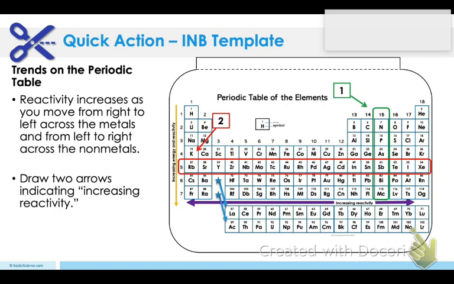Okay, reactivity increases as you move from right to left across the metals, and then left to right across the non-metals. So right here, I would write increasing reactivity, because that is where your nonmetals and your metals meet. So make sure that you draw those arrows to represent that the reactivity is increasing as you go to the left or to the right. Go ahead and pause here if you're still working on that.